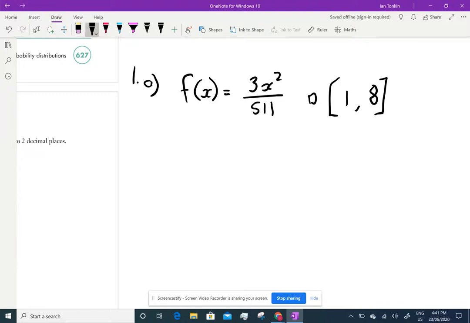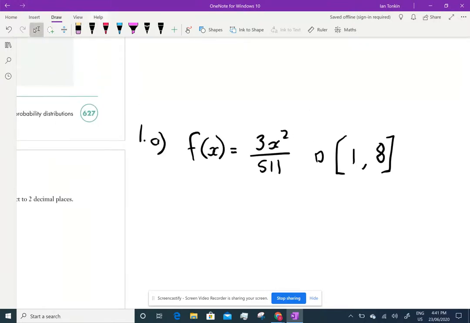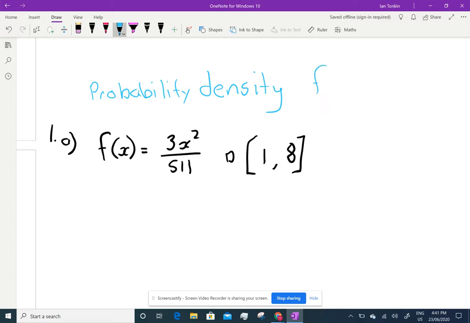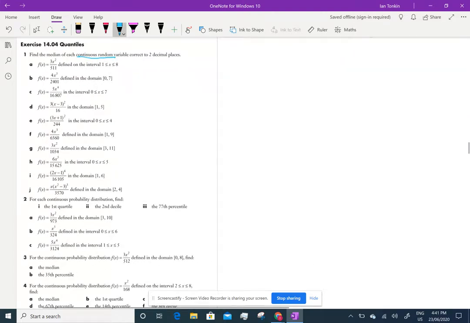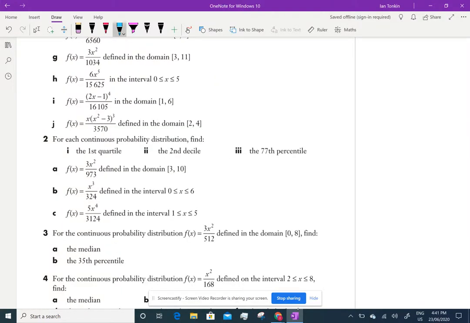And what is that? Well, they haven't stated it, but that is a probability density function. Usually they will say this is a probability density function. And if I look at some of the other questions, hopefully they've defined it. They call it a continuous probability distribution. Okay?